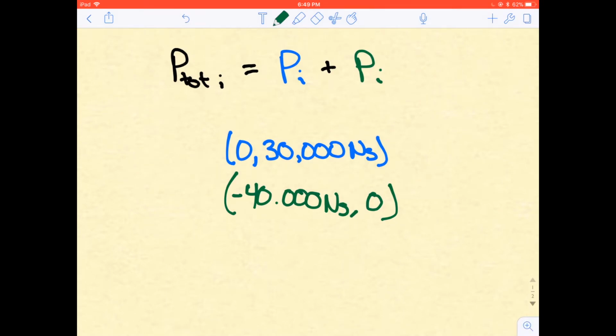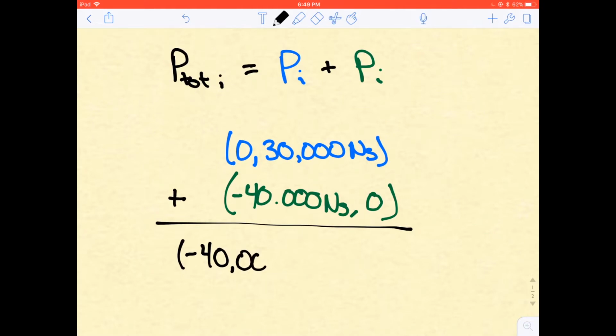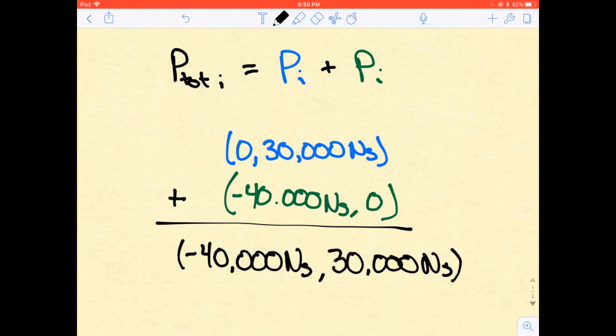Alright, so total, you're going to have negative 40,000 Ns, and then 30,000 Ns. And there you go.